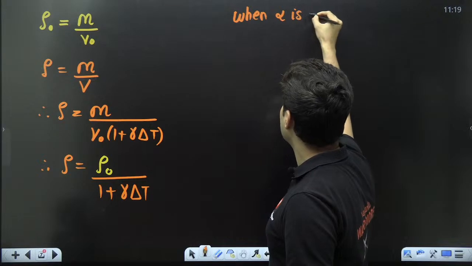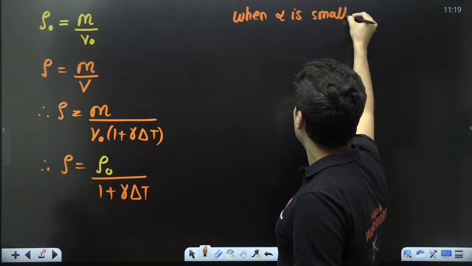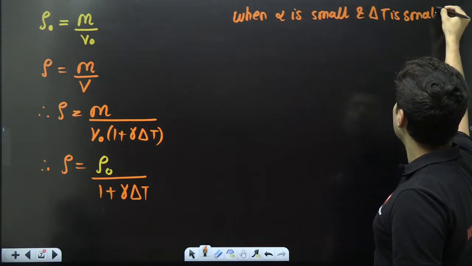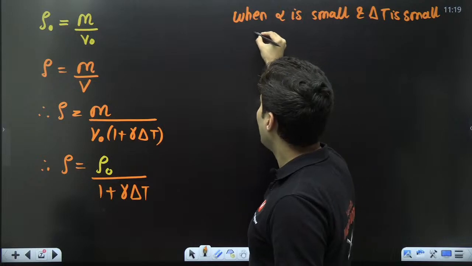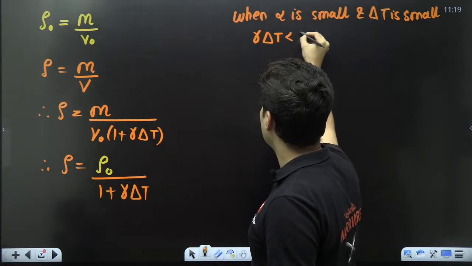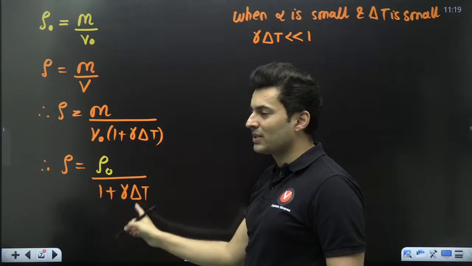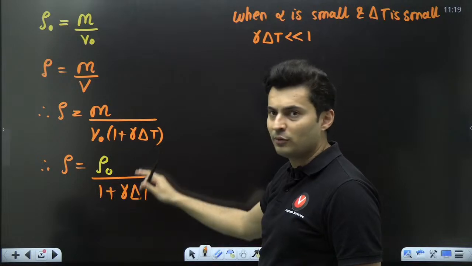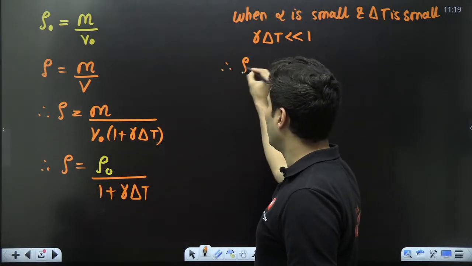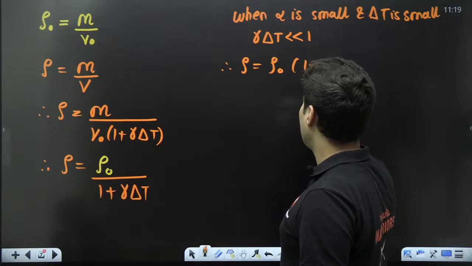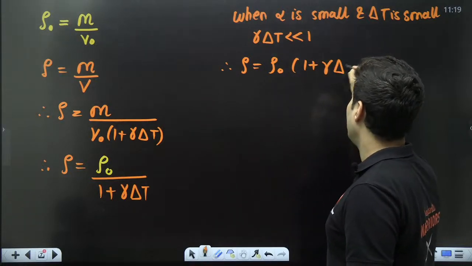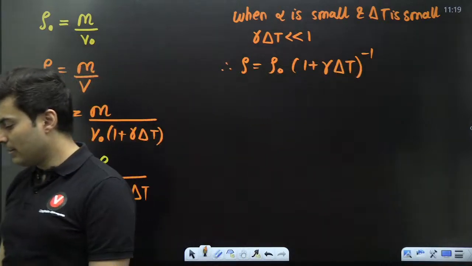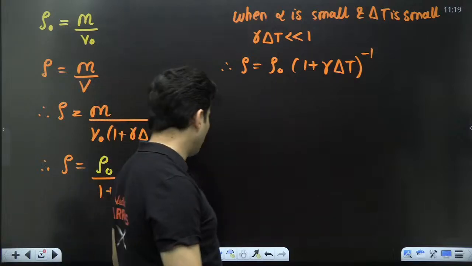So when alpha is small and delta T is also small, it's not too much, then can I not say gamma delta T is much smaller than 1? So it looks like a binomial expansion now, but before making it look like a binomial expansion form, let's take it on the top. So rho will be rho naught 1 plus gamma delta T whole raised to -1. The whole thing raised to -1. Everybody? Cool. So now this is the binomial expansion form.